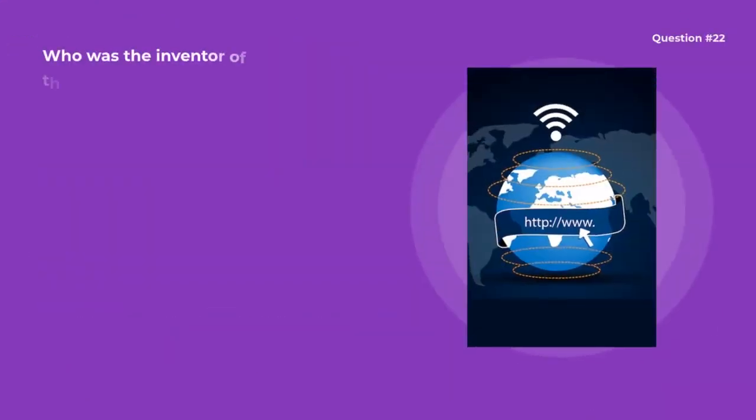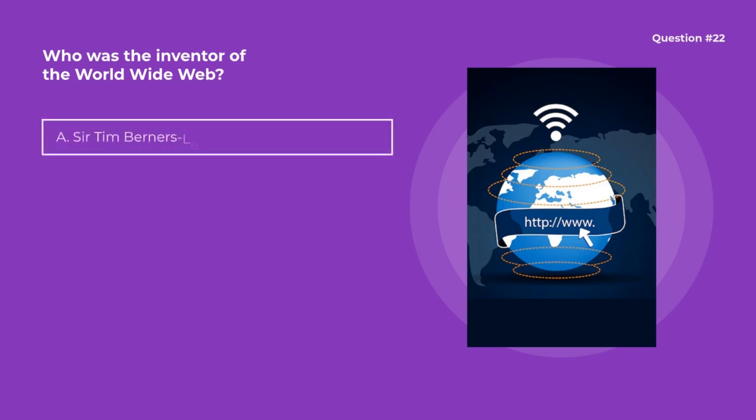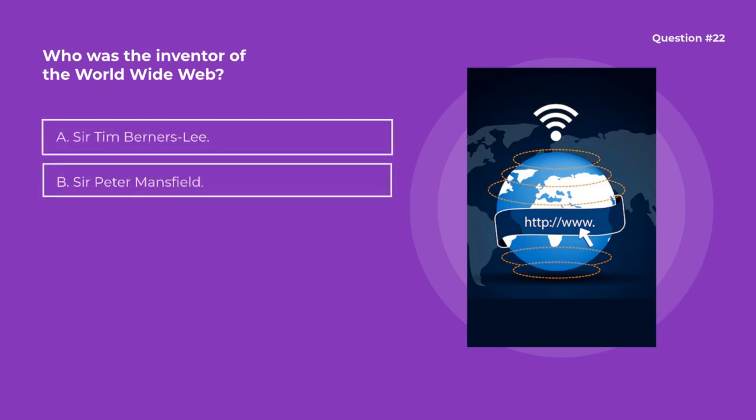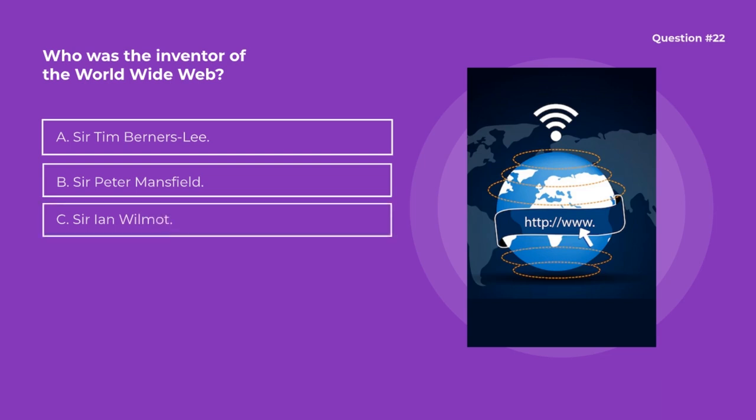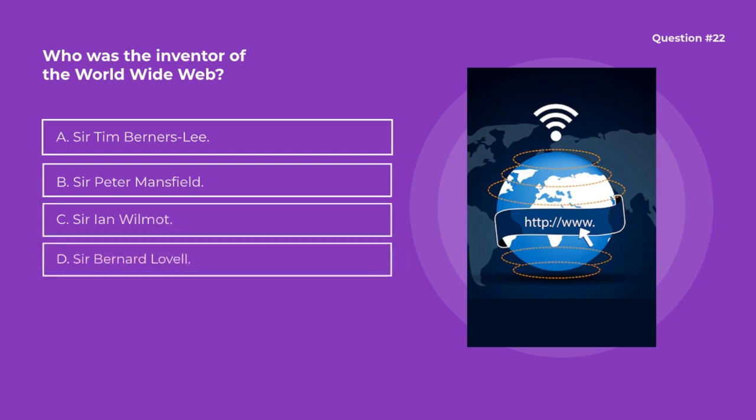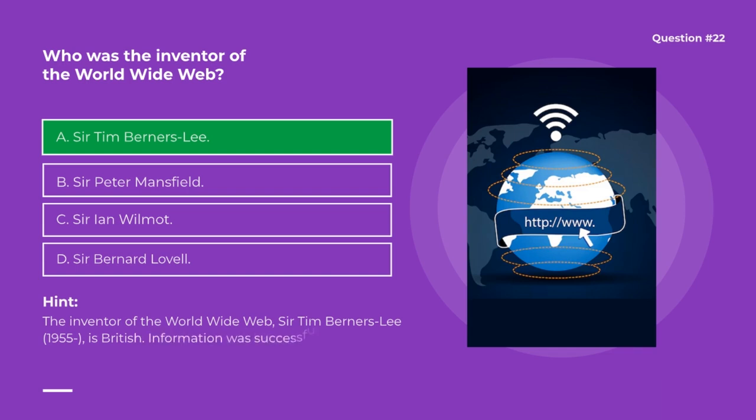Question number 22. Who was the inventor of the World Wide Web? Options are A. Sir Tim Berners-Lee, B. Sir Peter Mansfield, C. Sir Ian Wilmut, D. Sir Bernard Lovell. The correct option is Sir Tim Berners-Lee. The inventor of the World Wide Web, Sir Tim Berners-Lee, born 1955, is British. Information was successfully transferred via the web for the first time on 25th of December 1990.